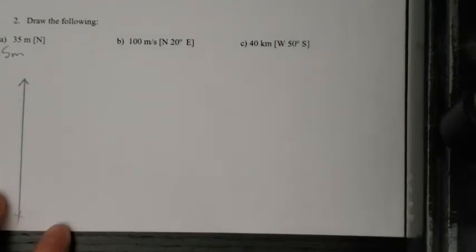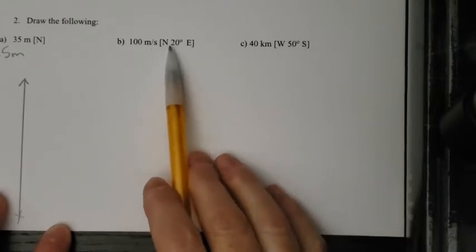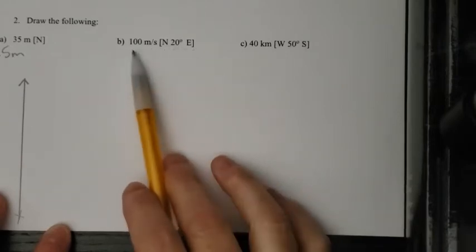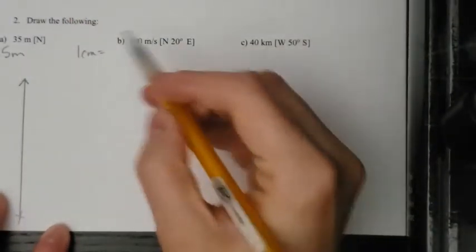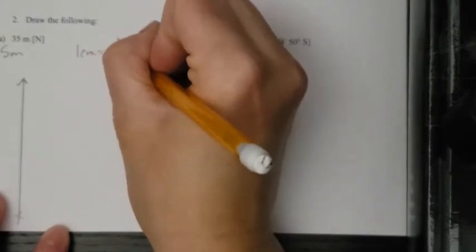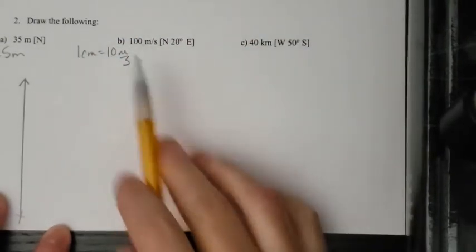We're going to try a slightly more difficult one now. So I have 100 meters per second north, 20 degrees east. First thing you need is your scale. You always start with your scale. So I'm going to say 1 centimeter is equal to, let's say, 10 meters per second. Because if it's 100, I just have to draw a line that's 10 centimeters long.